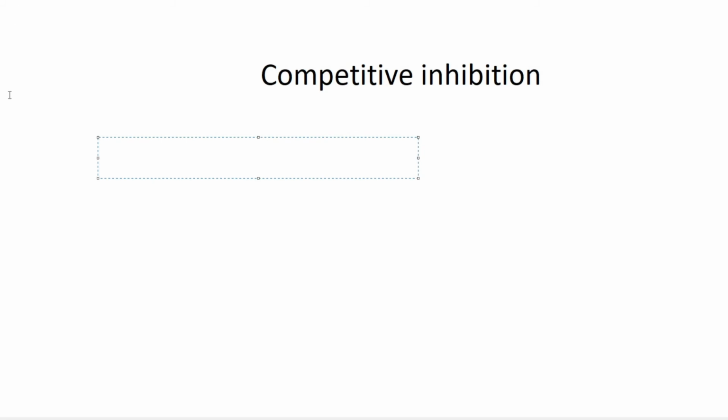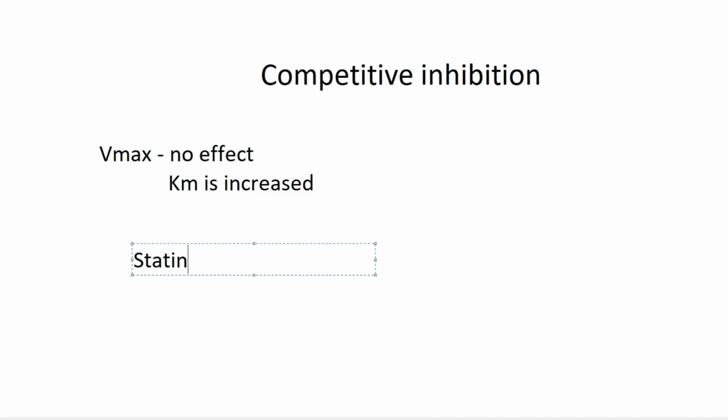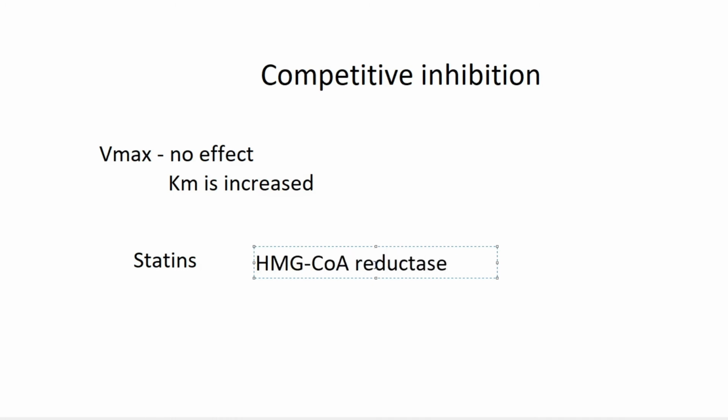Now what you need to remember for each type of inhibition is what happens to the Vmax and what happens to the Km. So for competitive inhibition, the Vmax is not affected. Vmax will only increase by increasing the substrate concentration, but with competitive inhibition there's no effect. Km, on the other hand, is increased. Examples of competitive inhibition are statins, which inhibit HMG-CoA reductase, which inhibits cholesterol synthesis.